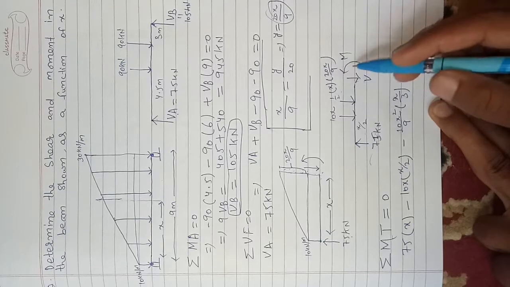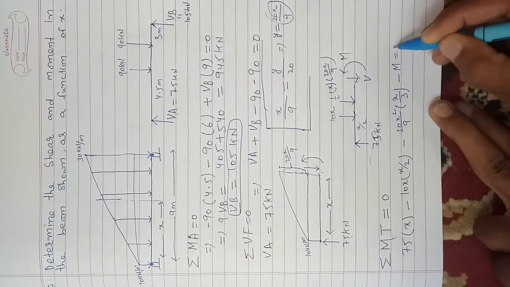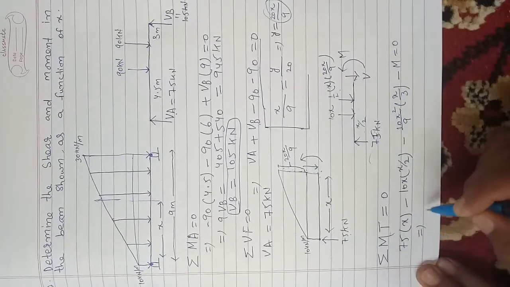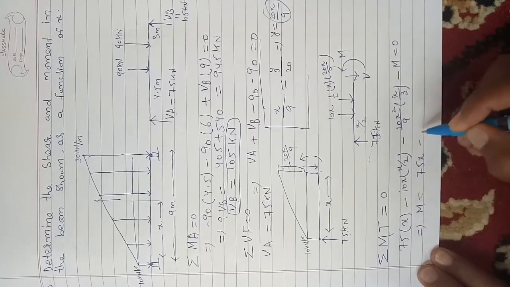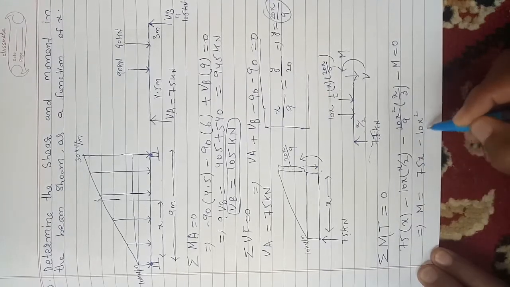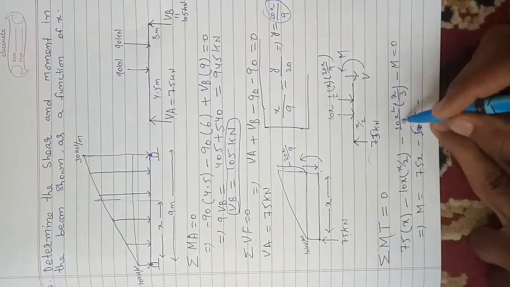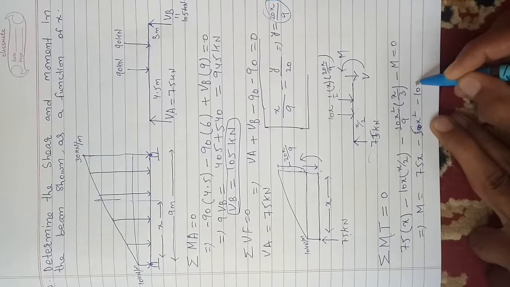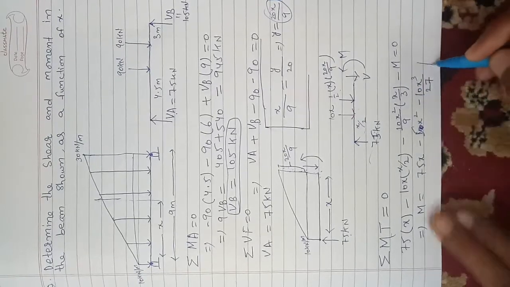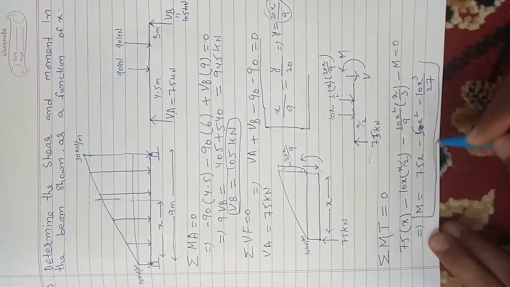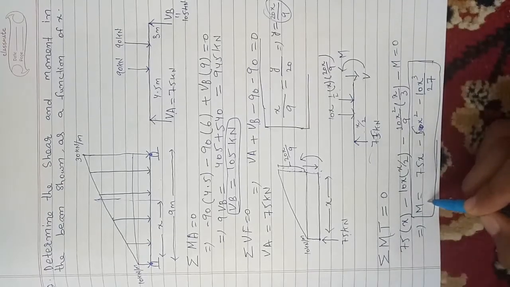Minus this moment, which is also trying to rotate the beam in downward direction. I will write minus M equals 0, which further implies M will be 75x minus 10x square by 2, that is 5x square, minus 10x cube by 27. So this is our moment function. This is our moment as a function of x.